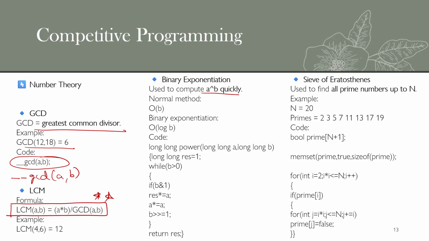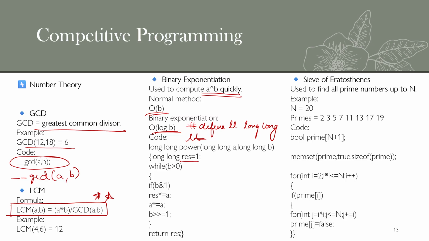Binary exponential is used to compute A to the power B quickly. Normal method, binary exponential. Long power, long A, long B. Assume if it's confusing, LL. You write #define LL long long, and then you write the code. You can use LL instead of long long.